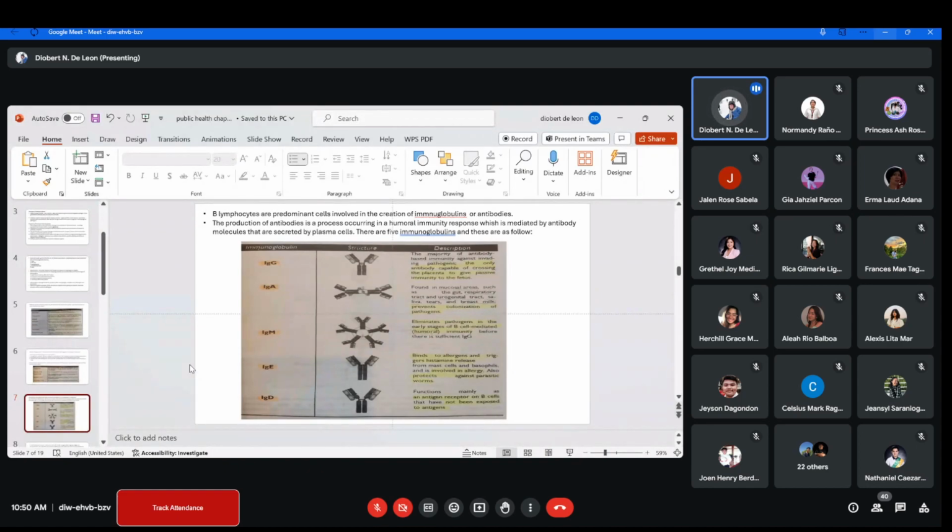B lymphocytes are predominant cells involved in the creation of your Ig or your immunoglobulins. Okay, it's also called antibodies. No? The production of your antibodies is a process occurring in a humoral immunity response, and there are five immunoglobulins, and they are the IgG, IgA, IgM, IgE, and IgD. Ig stands for immunoglobulin or immunoglobulins.